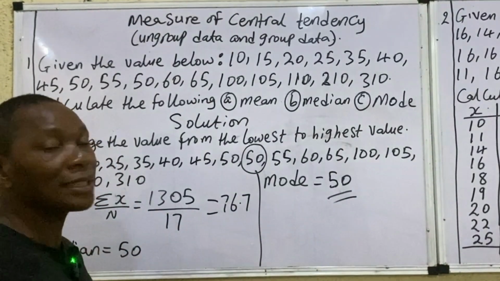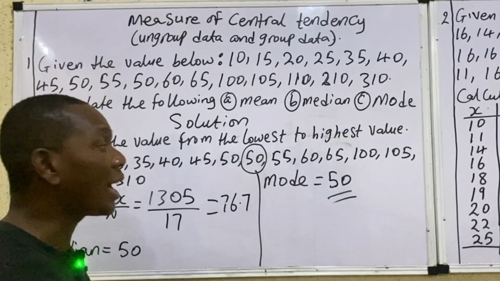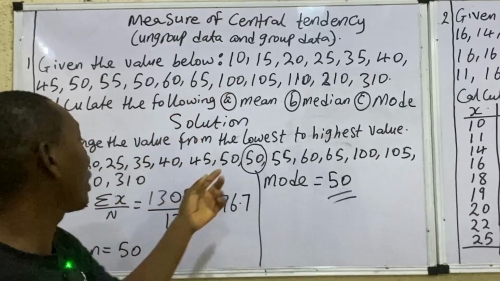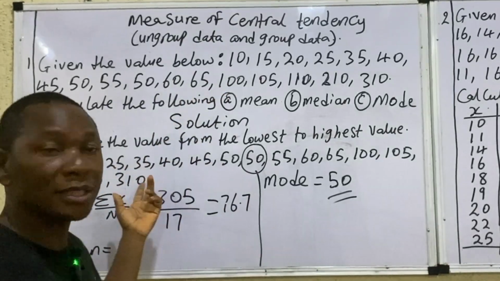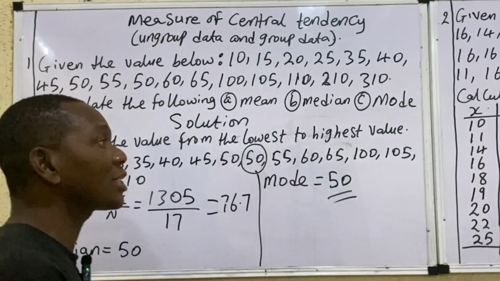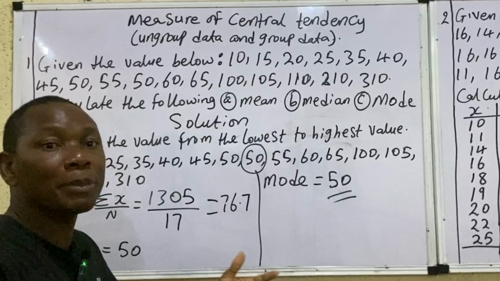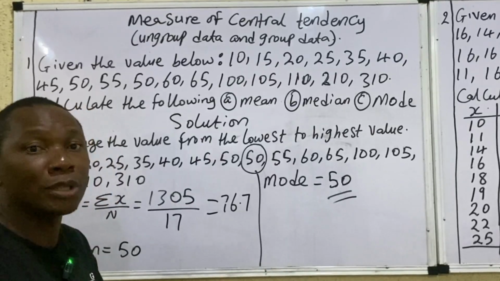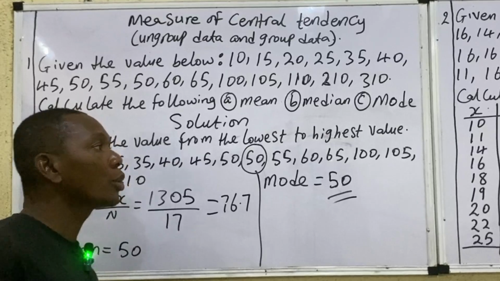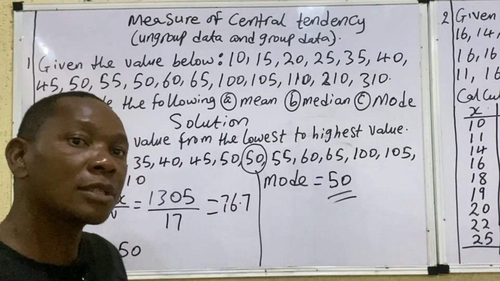Number one, the number of data is just 17, so it's not too large. Number two, you realize 10 is occurring just once, 15 once, 20 once. But you may have some data where one number occurs maybe 10 times, and the data may be very large. In that case, it may involve a frequency table. So in our question number 2, we are going to solve the kind of question that involves a frequency table.